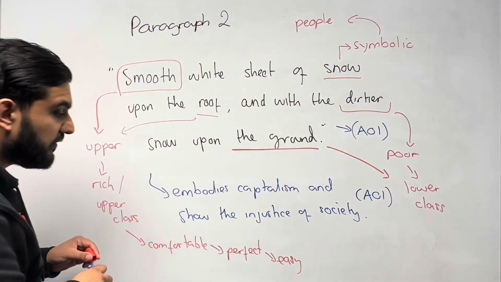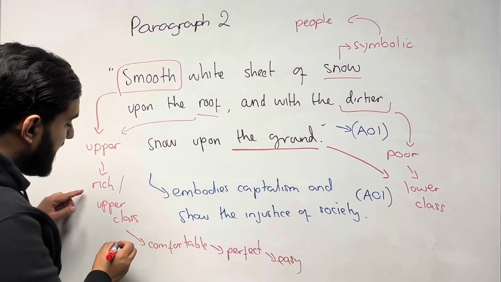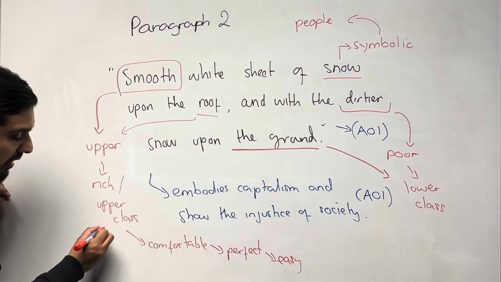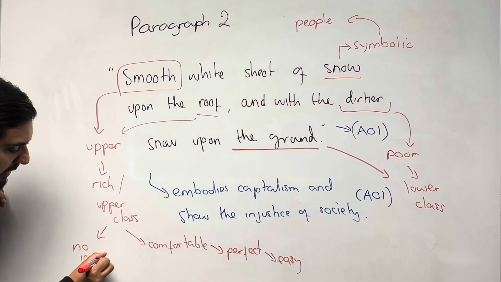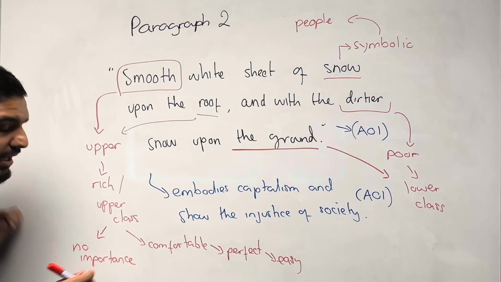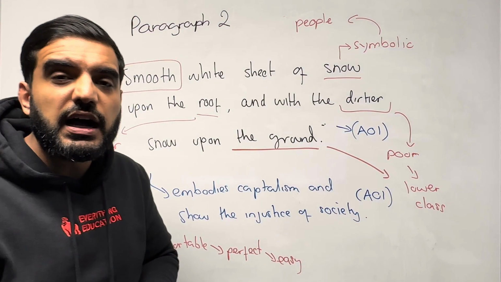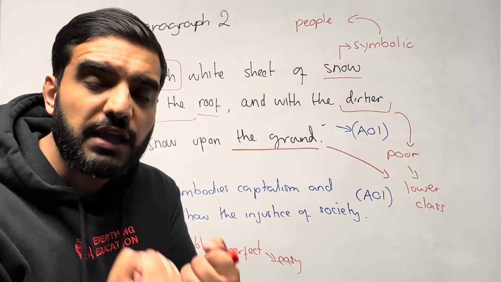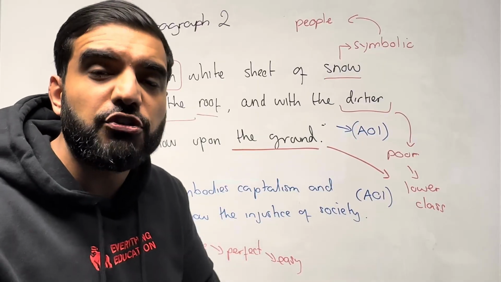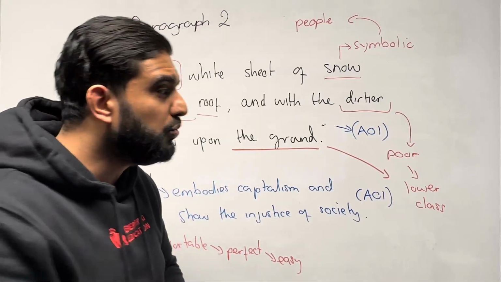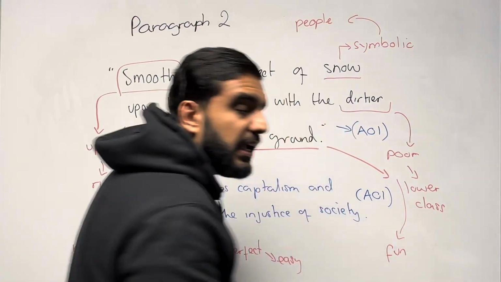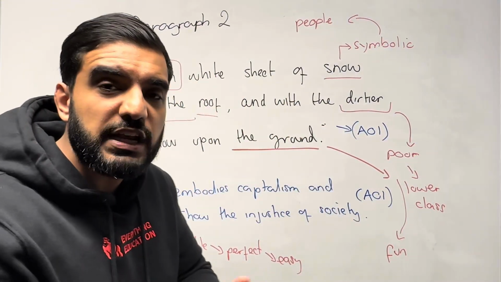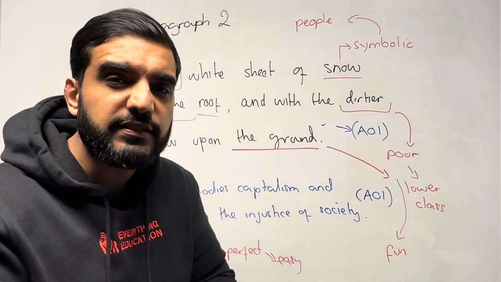So here, guys, this is a very important point. Even though it's rich and upper class, guys, it has no importance. And I don't mean importance in the money sense. I mean in the importance of real life. The snow upon the ground, that is what people use to do what? Guys, that is what people use to have fun. That is what people use to have good relationships, snow fights and so on.